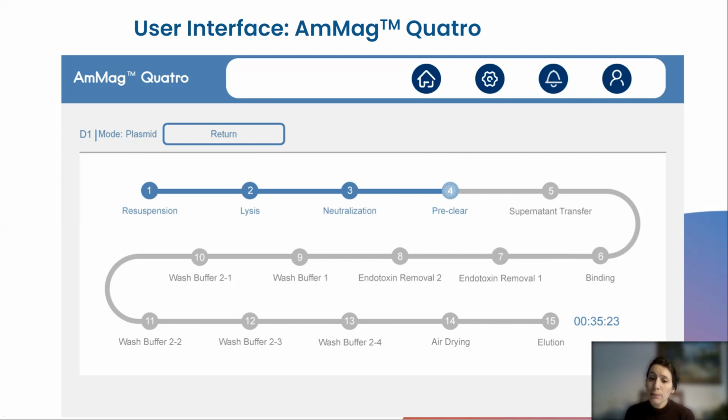What's really nice about this feature is that you can walk up to the instrument at any time during the run. This screen is going to give you a visual indication of what has been completed and what has yet to be completed, as well as the countdown of how much time is left on this particular run. For this example, you can see that we have done the resuspension, lysis, and neutralization, and we are currently at the pre-clarification step. We have yet to do the remainder of the steps that are grayed out, and we have 35 minutes and 23 seconds left on this run. So it's a very detailed overview as well as a countdown of how much longer is left.